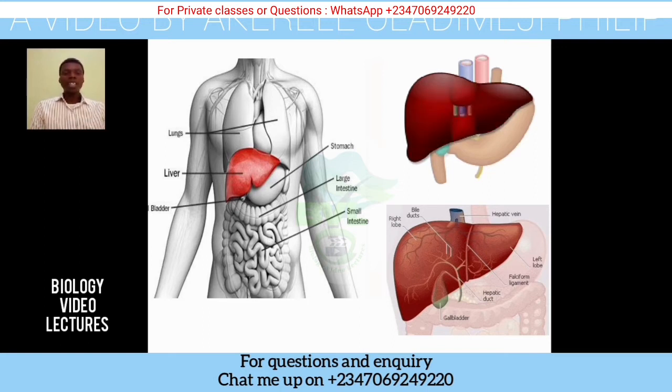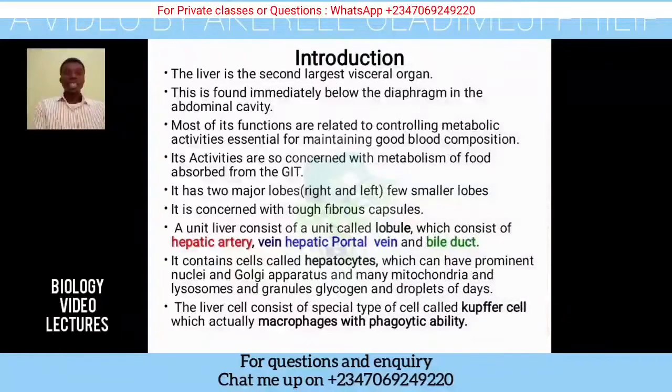The one thing you need to know is that the liver has the ability to regenerate. When a particular lobe of the liver is taken off or becomes diseased, it has a way of regenerating, and that's because it does a lot of functions. So it is given the ability to regenerate by itself to a large extent. Now it is covered with a tough fibrous capsule.